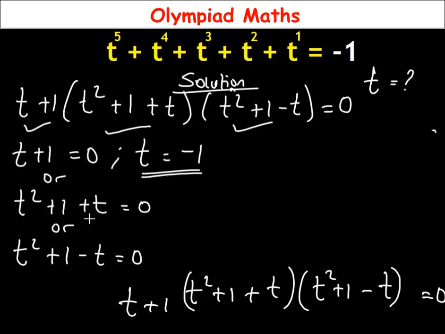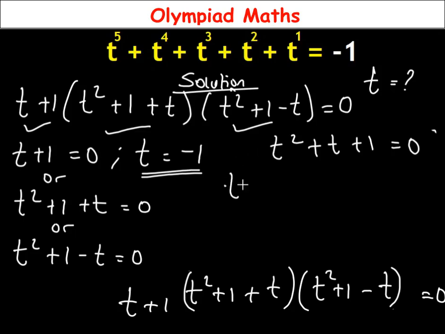Let us then get the other values of t from these other two equations. Now from the second, which is t squared plus 1 plus t, if we rearrange it, it will become t squared plus t plus 1 is equal to 0. And this is a quadratic equation which you can solve using a quadratic formula.